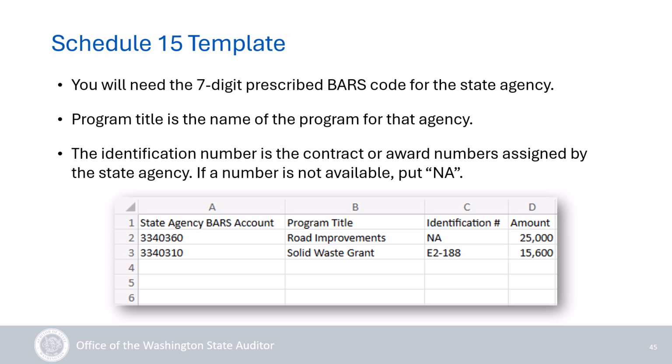Then you will enter the program title, which is the name of the award program assigned by the state agency. The identification number is the contract or award numbers assigned by the state agency. This can usually be found on the contract or agreement, but if you do not have this, please put NA for not applicable in that field. And then the amount, remember, this is the amount spent that is or will be covered by the state grant.